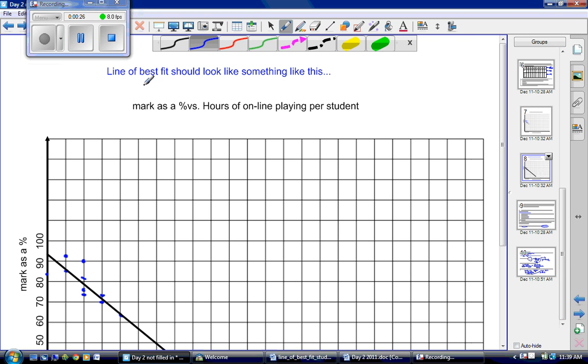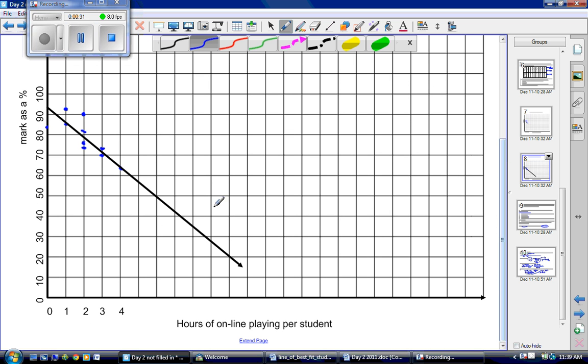So I have done this. Your line of best fit should look something like this. And you'll notice that I have 4 points above the line, 3 points below, and 3 on the line. And it should look something like that.